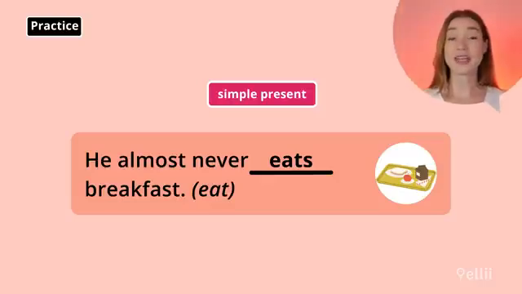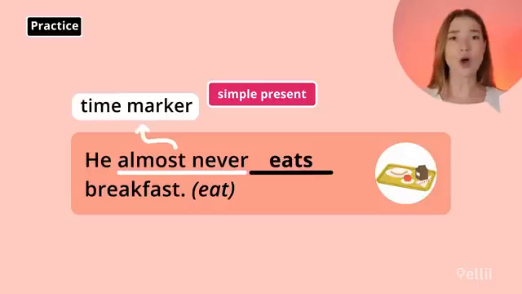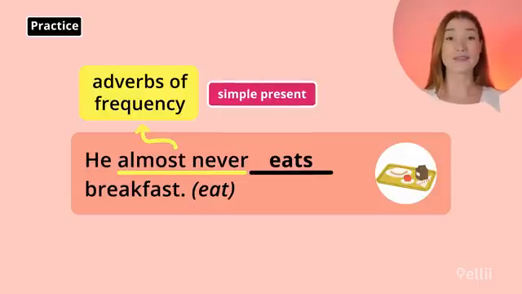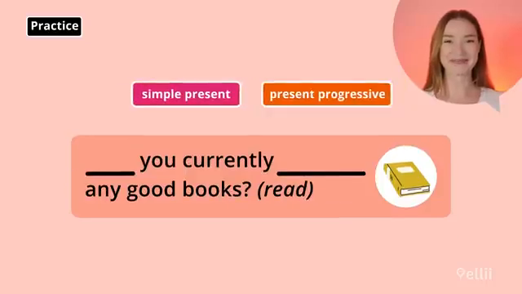That's right. He almost never eats breakfast. The time marker is almost never, and we use the simple present tense with adverbs of frequency. Did you remember to use the S ending because the subject is he? Let's try another one.